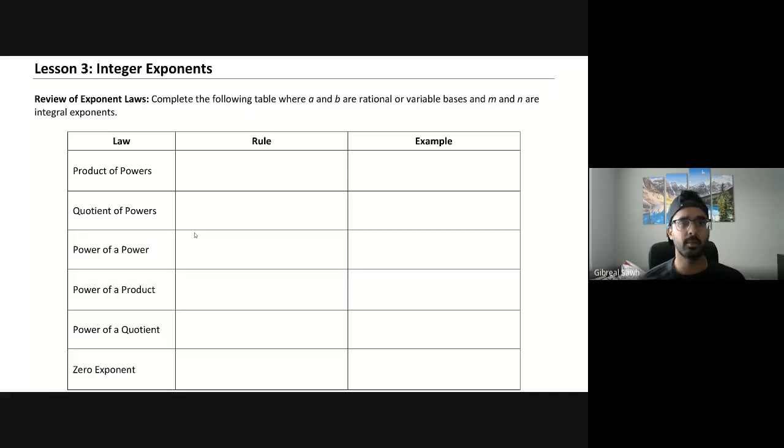So we'll talk about a little bit of review, some of those exponent laws, which you might have seen before, talk about a couple new ones, and then a ton of examples to illustrate how they're going to work for you. So we're just going to complete this table first.